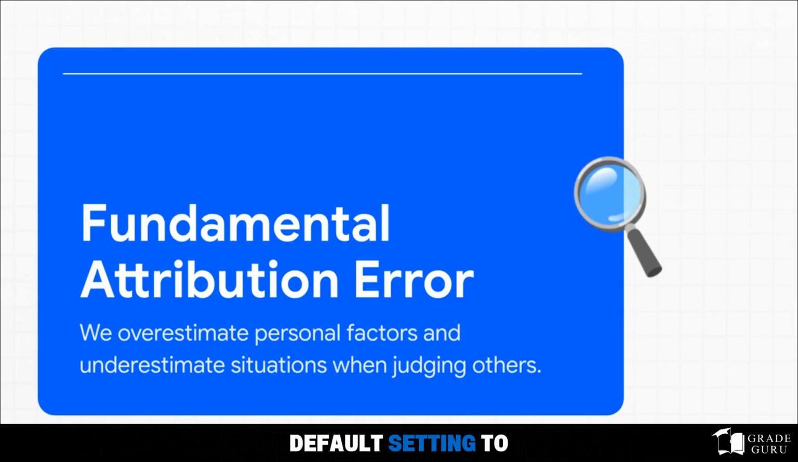This is our default setting to overestimate personal factors and just completely underestimate situational factors when we're judging other people. So when someone else messes up, our first instinct is to blame them, not their circumstances. It's a fundamental flaw in how we see others.